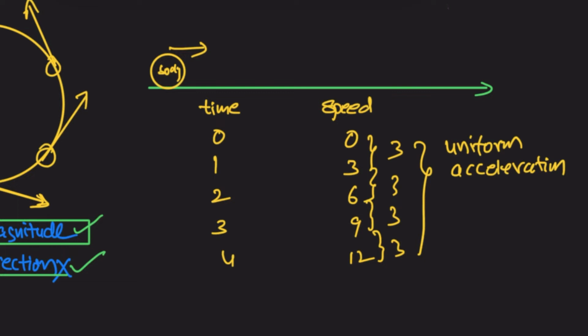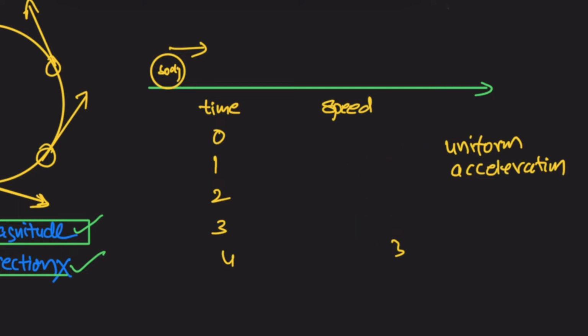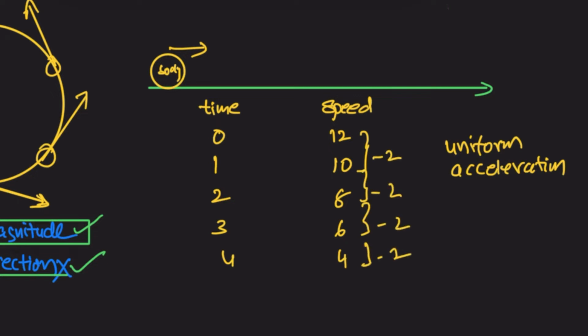Not only increase, suppose the body velocity is going on decreasing. For example, initially I observed the body speed is 12 meters per second, and the next 10, next 8, next 6, next 4. Velocity is decreased by -2, -2, -2. So here the acceleration is -2. For every second, the velocity changed by -2. So here the acceleration is uniform.